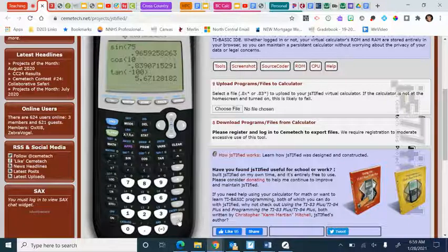Now, I'm going to jump down to number 5 because that's also in degrees. So secant of 338, I'm going to do 1 divided by cosine of 338. And then that will give me secant.